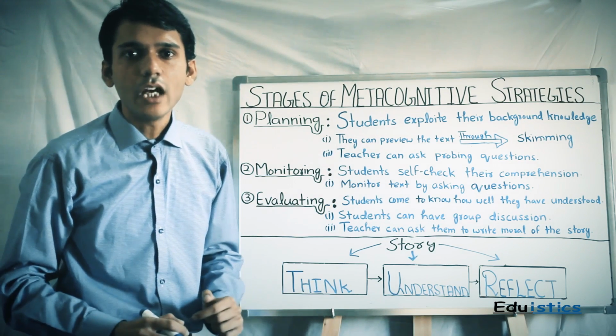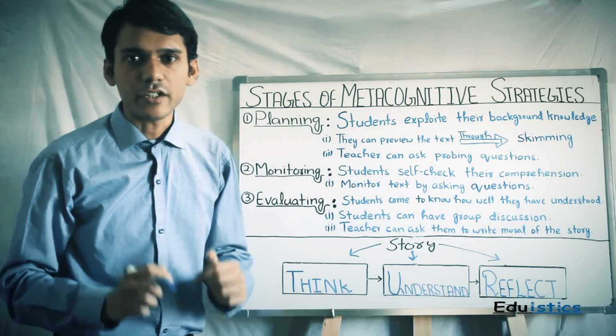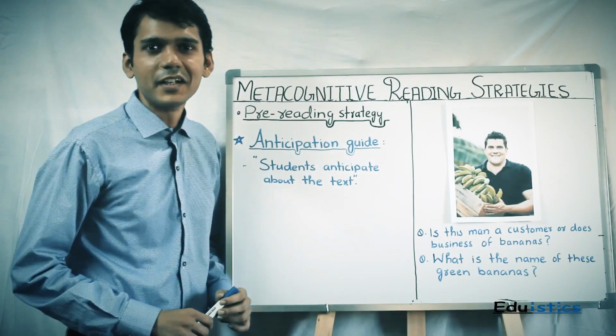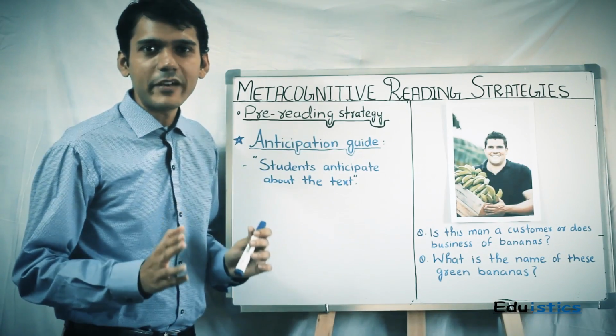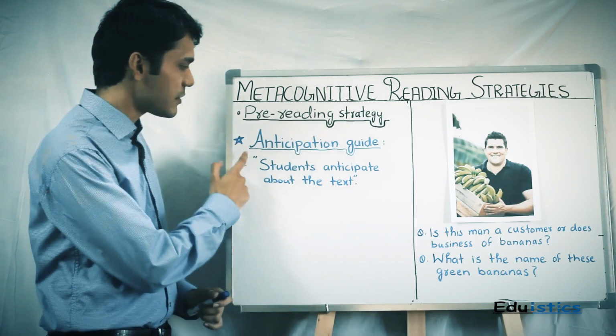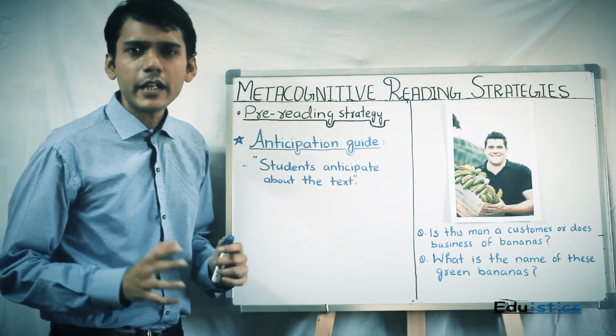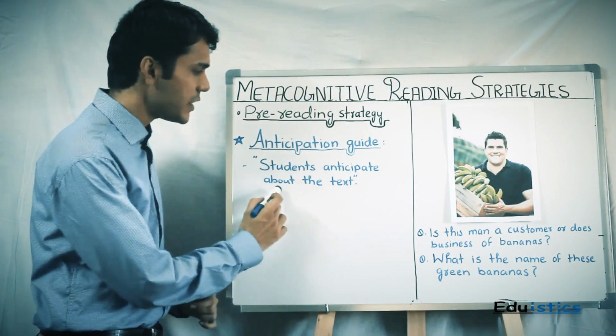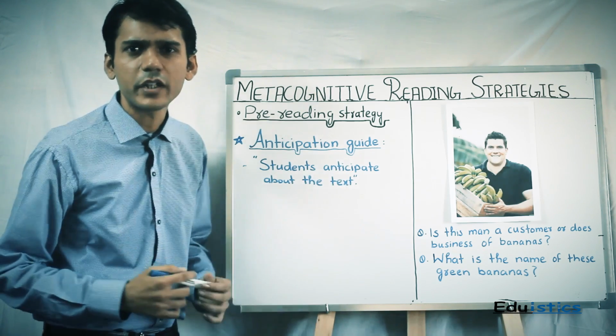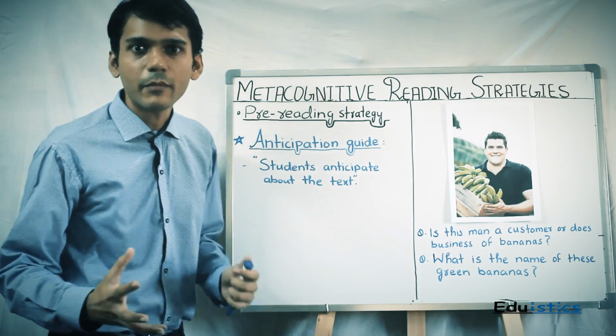Now, in the third phase, we will look at some reading strategies. Now, we talk about the pre-reading strategy. In it, I will discuss the anticipation guide. In an anticipation guide, students anticipate about the text or a story. In other words, they guess about it.